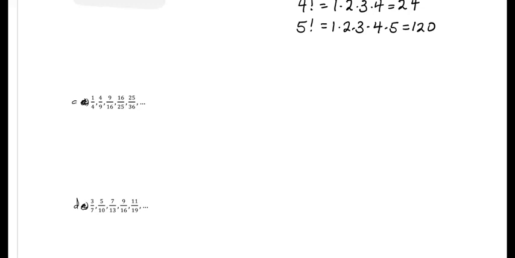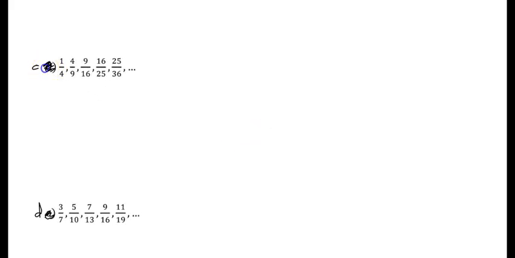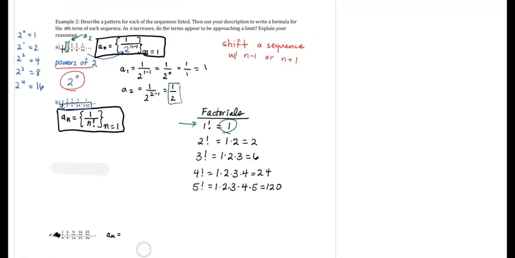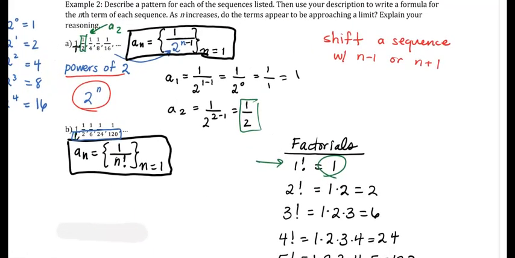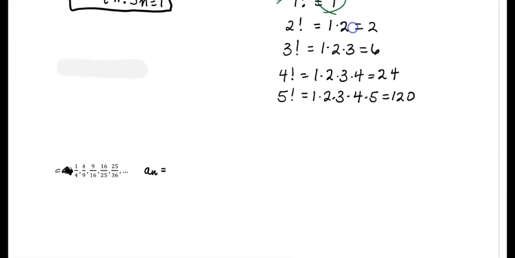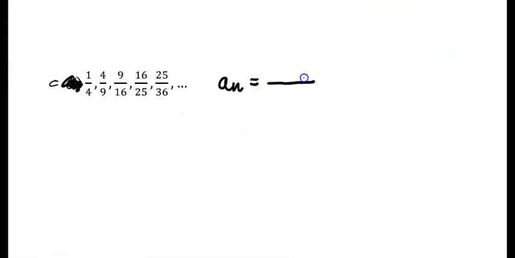Example C. Ignore this scribble right here. Example C, we want to come up with an expression for the nth term of this sequence. I just want to change my notation here. If I'm going to use brackets on the right side, I should use brackets on the left side. Alternatively, I could not use brackets anywhere and just write what a sub n is, which is probably better because I'm just asking for the nth term of the sequence. But that's not that big of a deal.